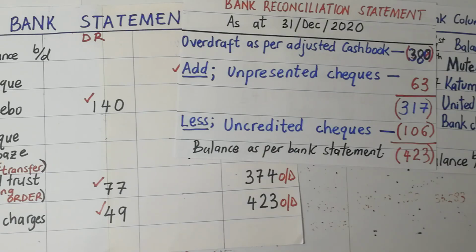So from this simple illustration, you're able to realize that the adjustments needed to reconcile a bank overdraft according to an entry's cash book with the bank statement balance are the same as those needed when the account is not overdrawn. In our upcoming sessions, we'll be doing more worked examples on the bank reconciliation statement.